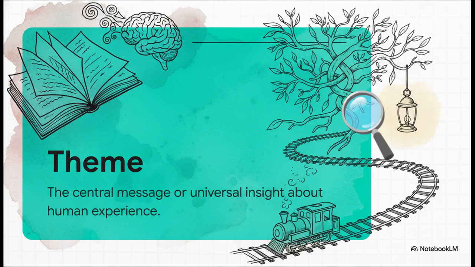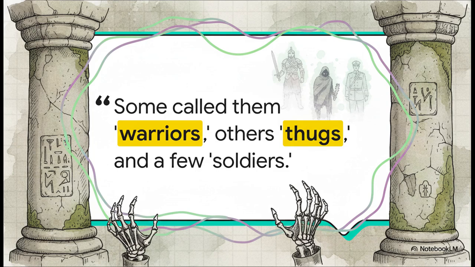They dig down and extract that deeper meaning beneath it all. Let's keep moving into the Crypt of Echoes. Here we find a dusty journal entry from a fallen adventurer. He noticed how different people described the exact same group of armed men. One person called them warriors, another called them thugs, and another called them soldiers.